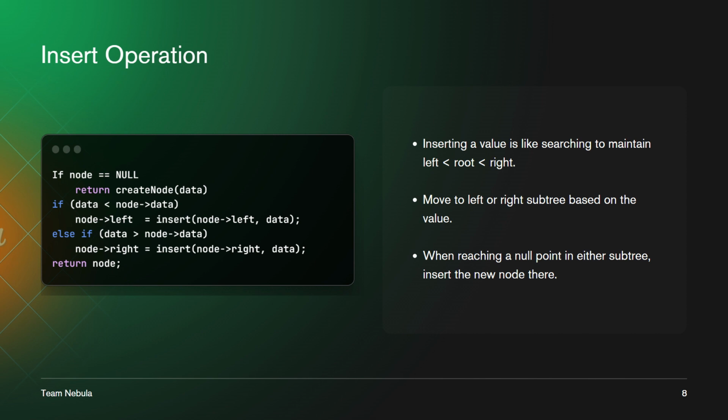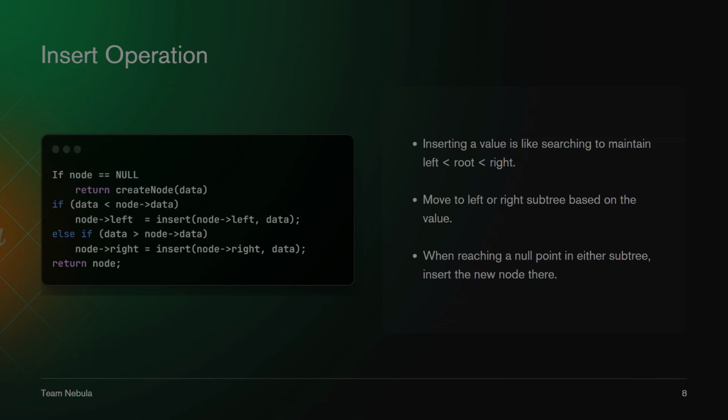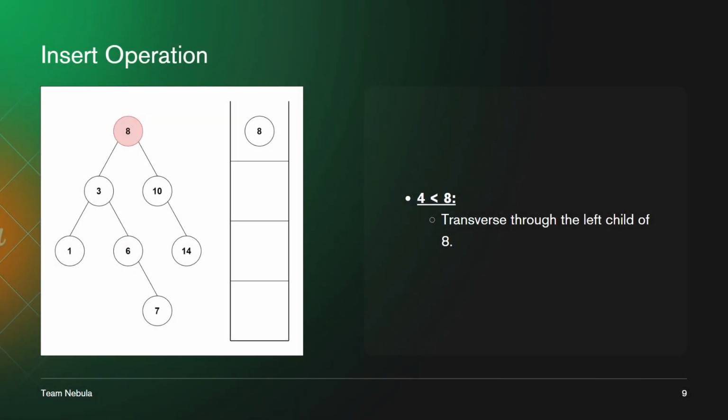Algorithm. If the current node is null, it creates a new node with the provided data. If the data is less than the current node's data, it recursively calls the function for the left subtree. If greater, it calls the function for the right subtree. The function returns the modified node after insertion. The algorithm isn't as simple as it looks. Let's try to visualize how we add a number to an existing BST.